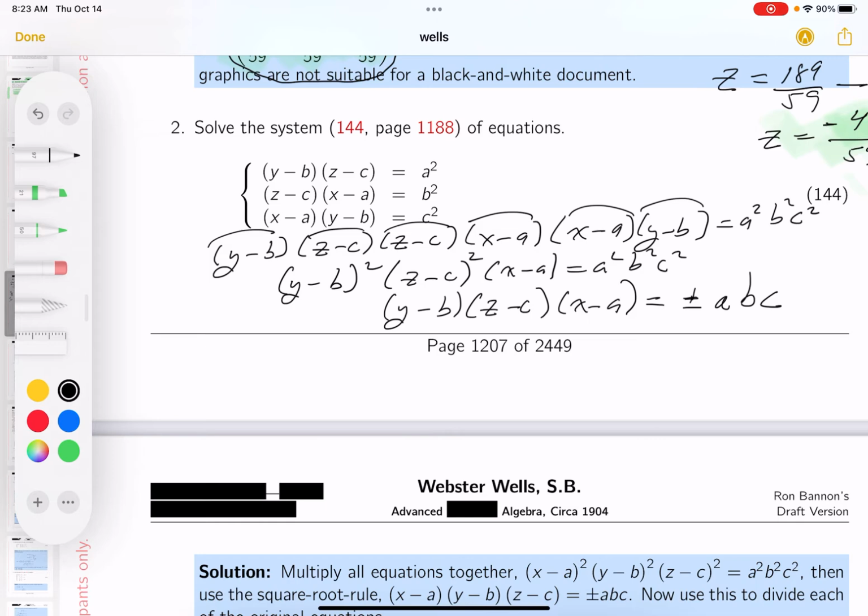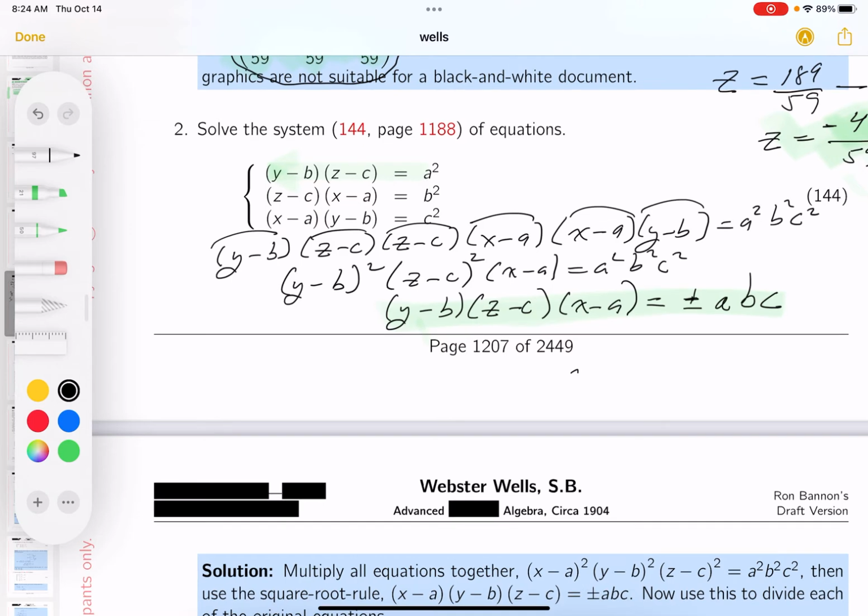I'll tell you why. If you look at the first equation, I could take this and divide it into this. And let me tell you what you'd get if you did that. The y minus b would cancel, the x minus c would cancel, and you'd be left with x minus a. And then, let's just be real careful about this. The plus or minus abc is going to be divided by a squared. What's that going to be? Plus or minus bc over a.